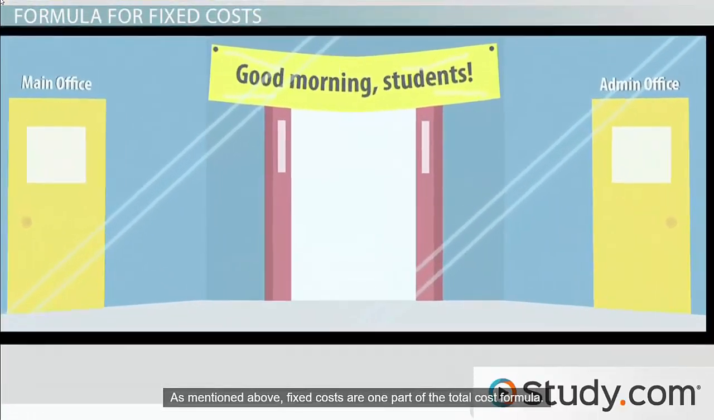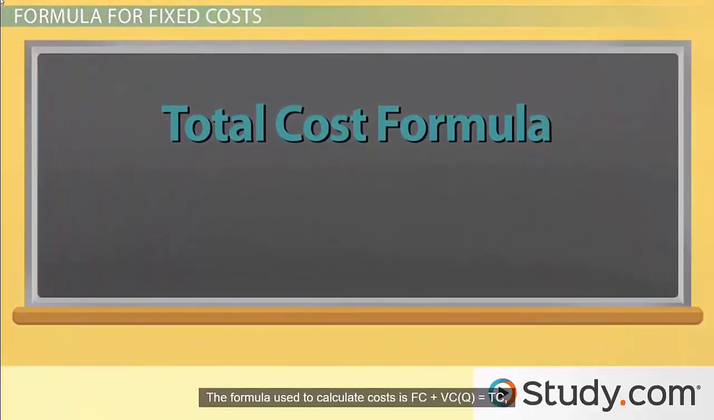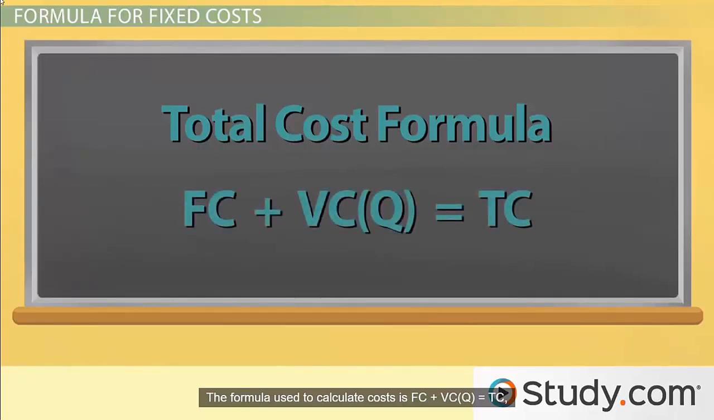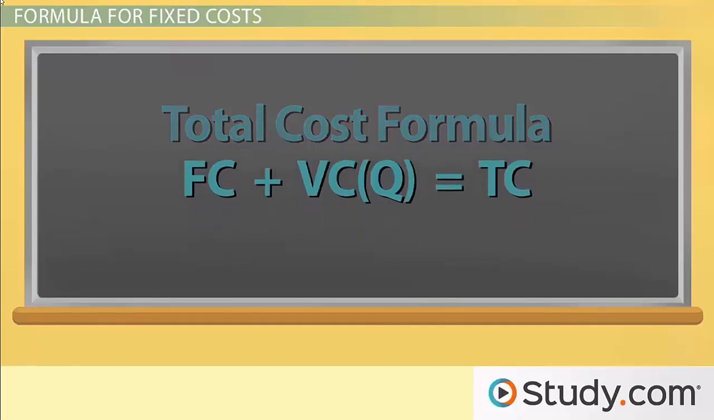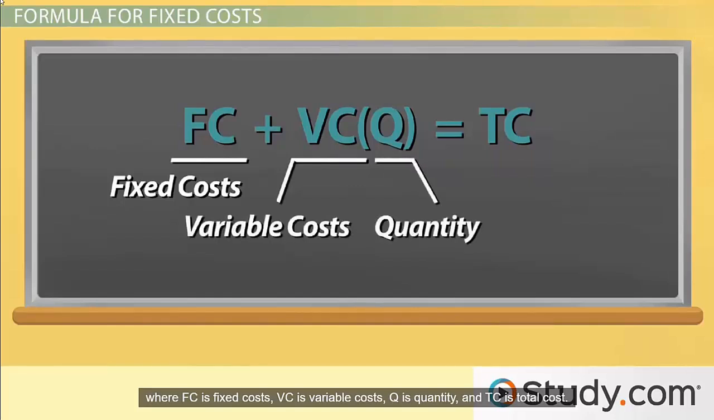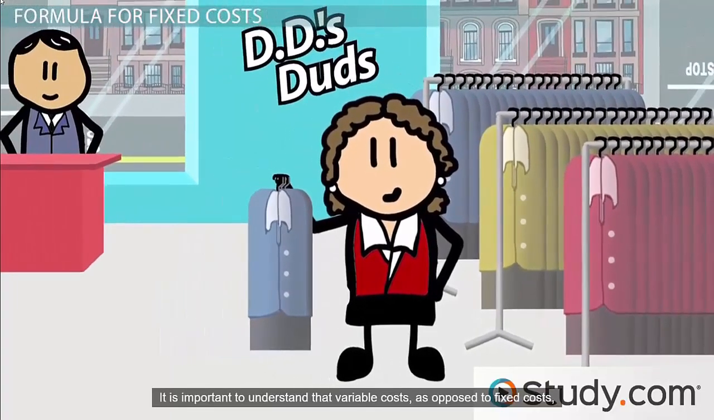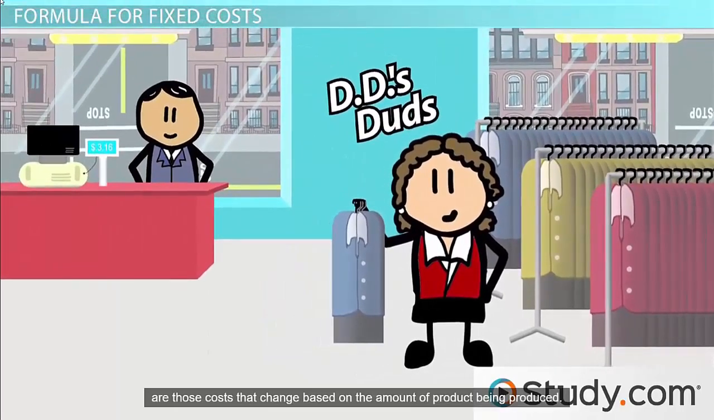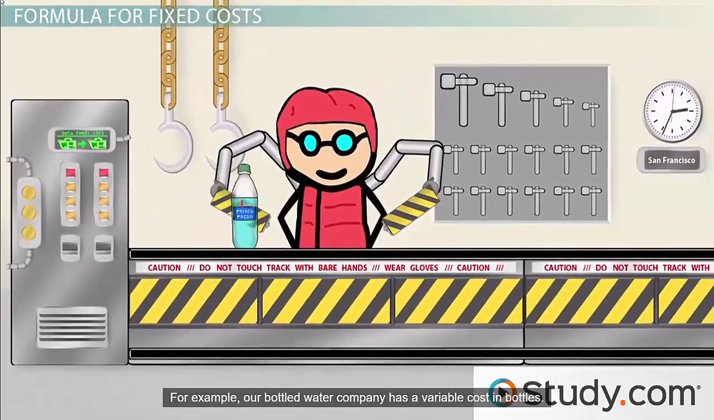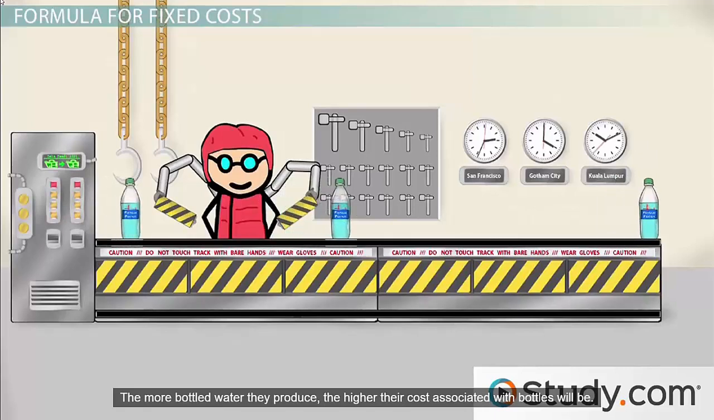As mentioned above, fixed costs are one part of the total cost formula. The formula used to calculate costs is FC + VC(Q) = TC, where FC is fixed costs, VC is variable costs, Q is quantity, and TC is total cost. It is important to understand that variable costs, as opposed to fixed costs, are those costs that change based on the amount of product being produced. For example, our bottled water company has a variable cost in bottles. The more bottled water they produce, the higher their cost associated with bottles will be.